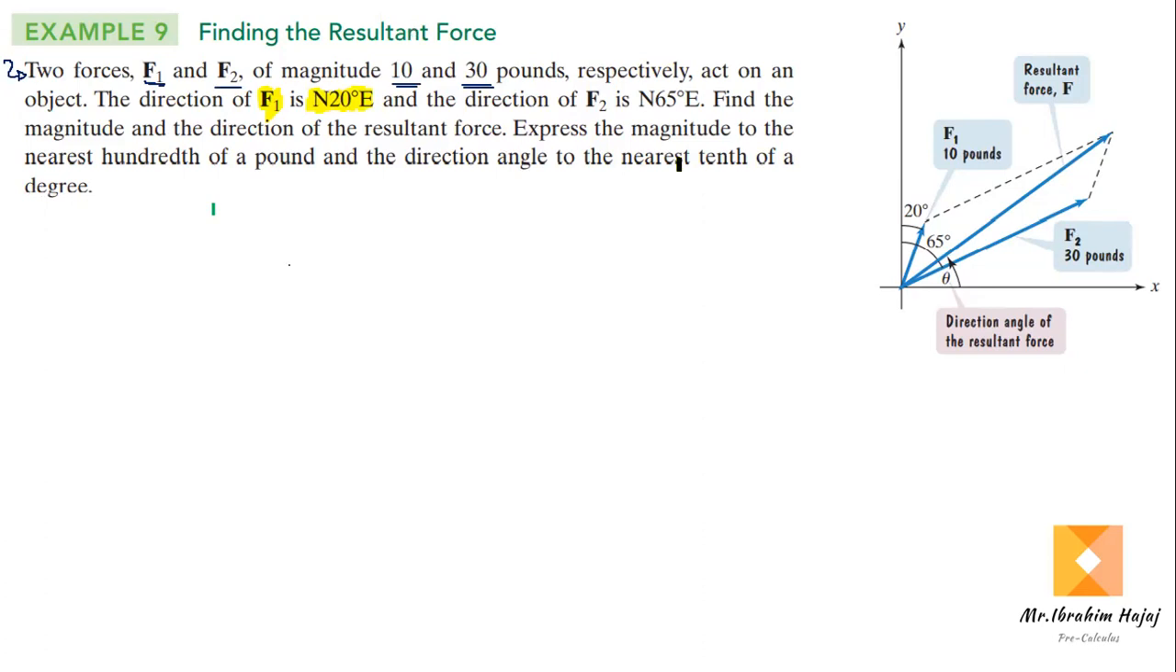65 degrees northeast. Find the magnitude and the direction of the resultant force. Express the magnitude to the nearest hundredth of a pound and the direction angle to the nearest tenth of a degree. So we have F1.